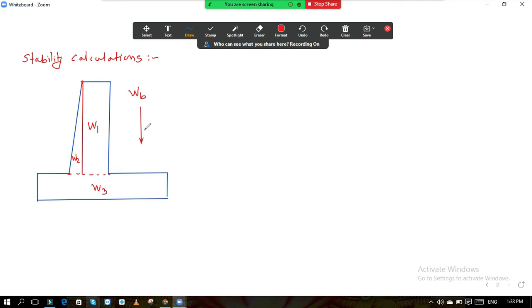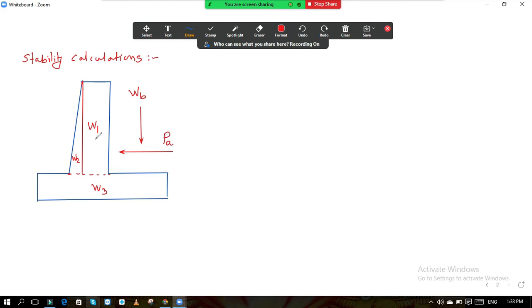Downward will also be there, the weight of the soil will also be there on this. So soil will act like this, and in addition to this there is an active earth pressure. So this soil will exert pressure in this direction also. Okay, this we have already studied in geotech. So this is called the active earth pressure, PA.